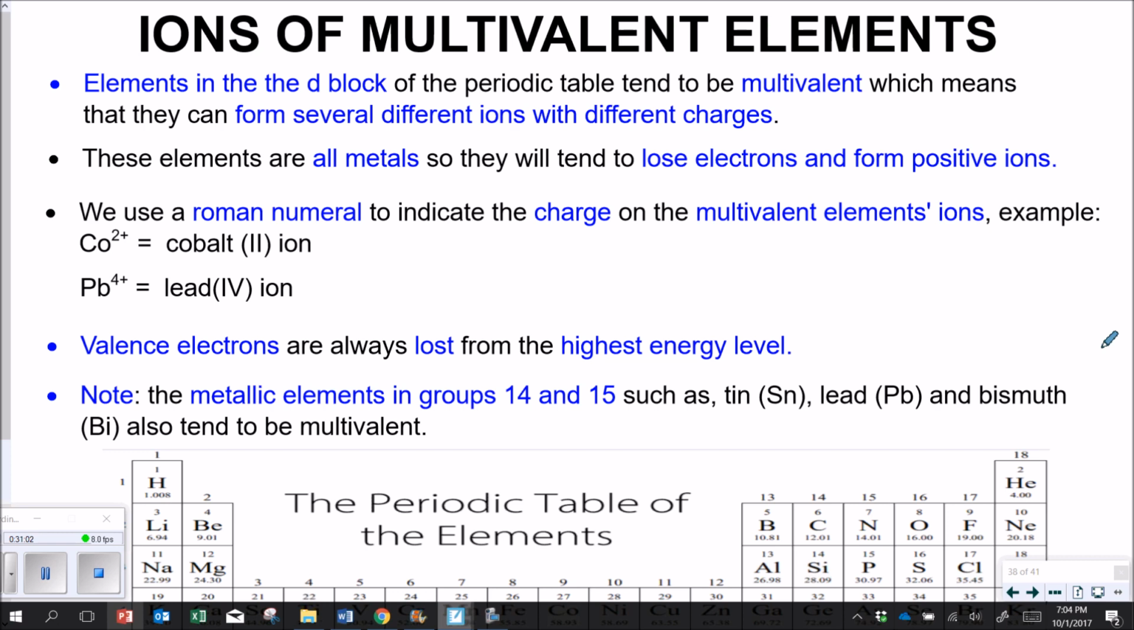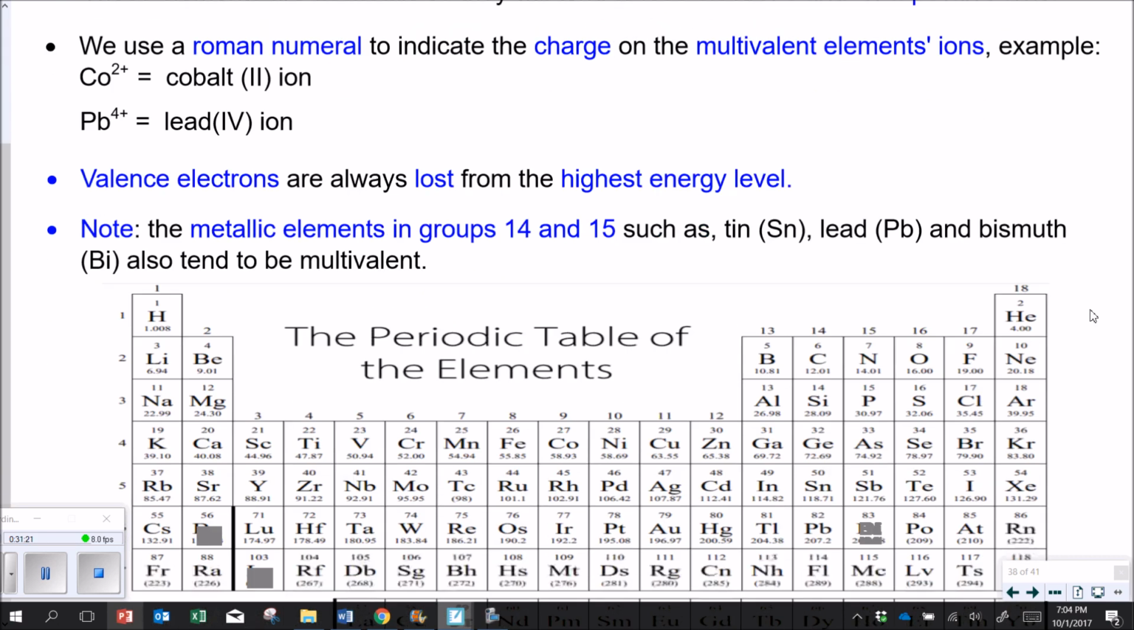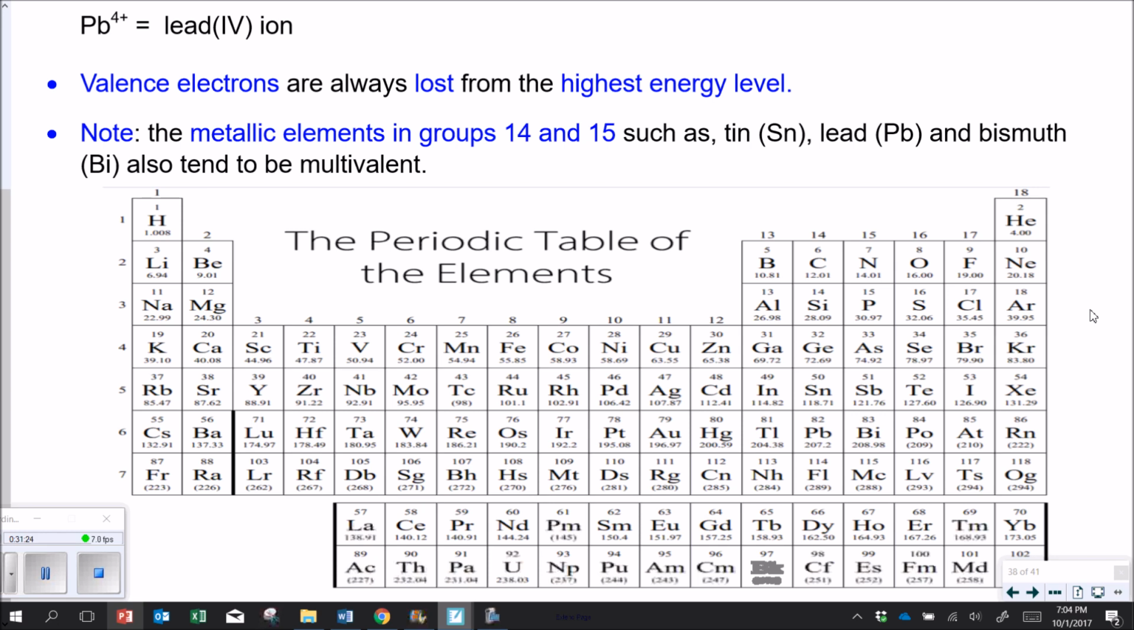The elements in the D block of the periodic table tend to be multivalent. What does that mean? It means that they can form several different ions with different charges. These elements are all metals, so they will tend to lose electrons and form positive ions. You will learn in the next unit when we do periodic table that metals tend to be on the left-hand side of the periodic table and non-metals on the right.